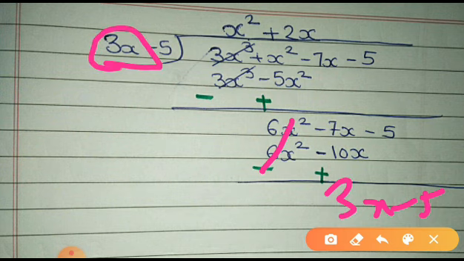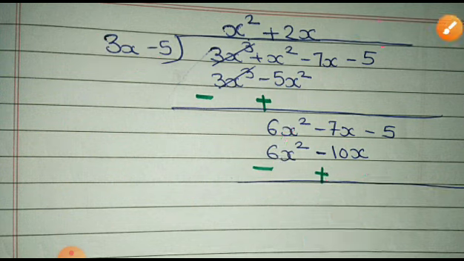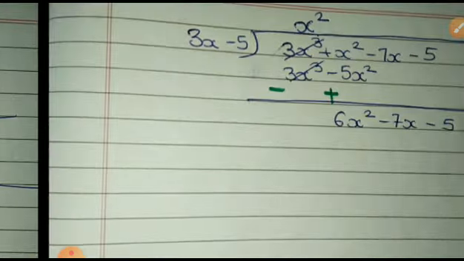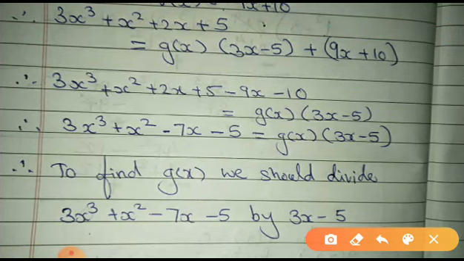Here is 3x. This I can divide since both have the same degree. So what can I do here? 3x into what will give me 3x? Will it be 1? Yes, so it will be plus 1. And then I can have it as 3x minus 5. Change the sign, you will get 0. Clear? That means I will get the remainder as 0, because we had this as the relation. That means I was not having any remainder.